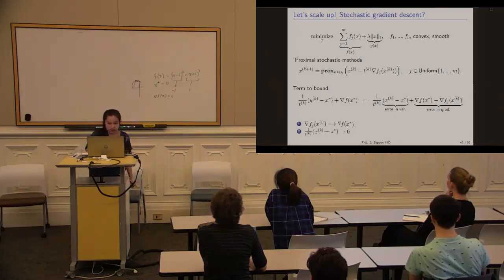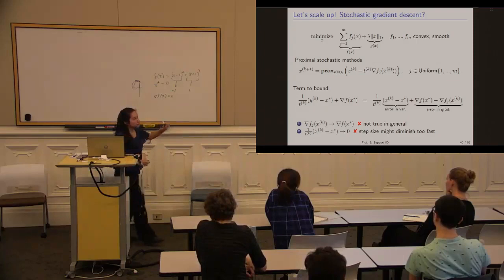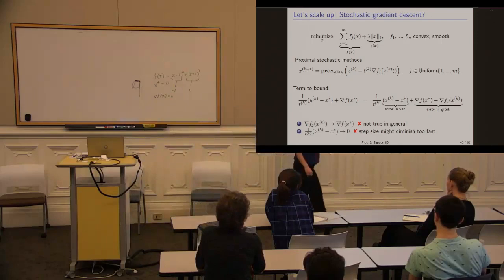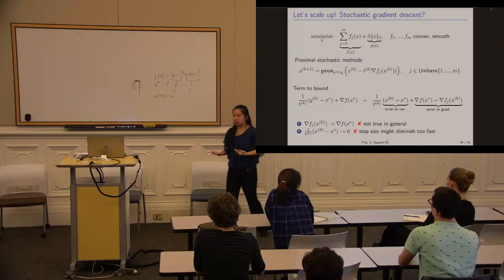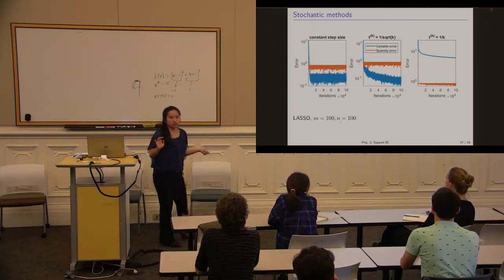The second step is actually still not true in general, right? Previously we said that the variable will always converge to the true solution, but that was when we had a constant step size. When we use a decaying step size, if this decay is faster than the convergence of xk to x star, this term also doesn't go to zero. So in stochastic gradient descent, we're pretty stuck. It doesn't seem easy to prove that there is any kind of support identification. And in practice, that's completely consistent with our observations: support identification does not happen for proximal stochastic gradient descent.